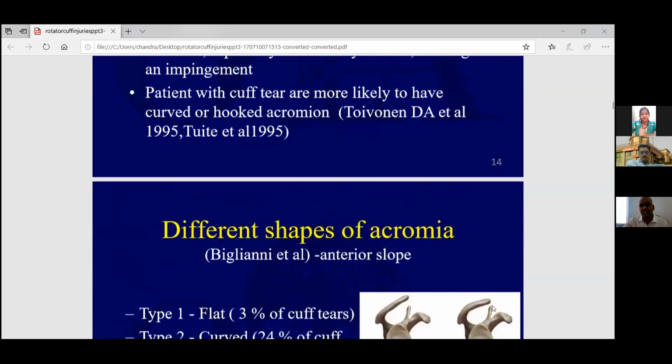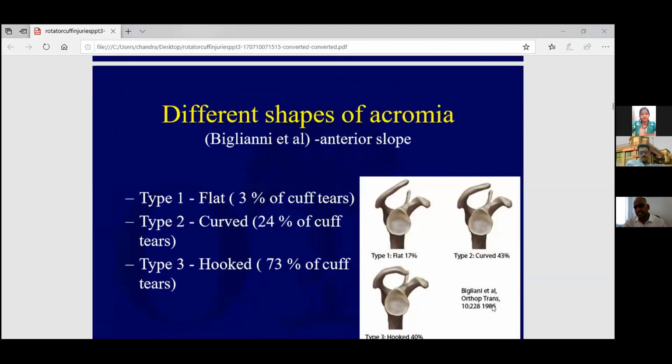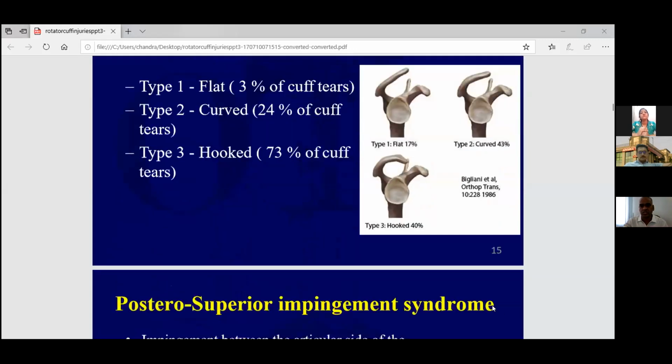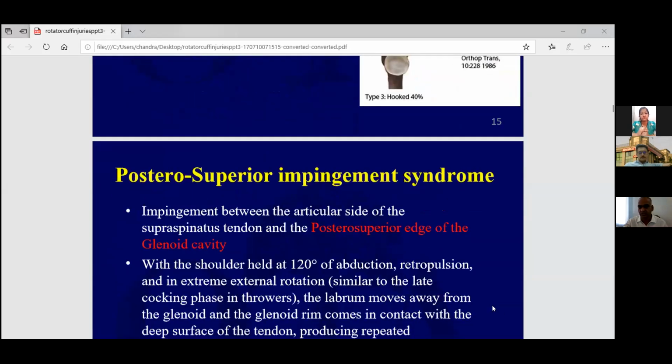Then another type is on the basis of the shape of the coracoacromial arch. Bigliani et al. in 1986 described three shapes only: flat, curved, and hooked, and he described the injury on the basis of the shape of the acromion: 3% in the flat type, 24% in the curved type, and 73% in hooked type acromion cases. So it is also one of the classifications on the basis of the structure of the acromion.